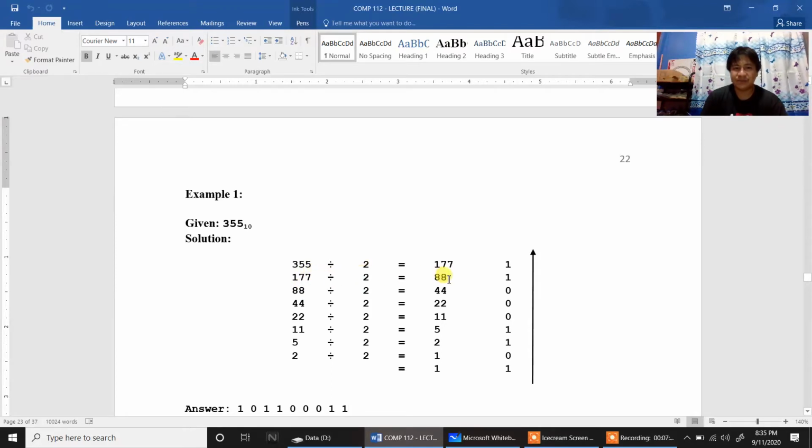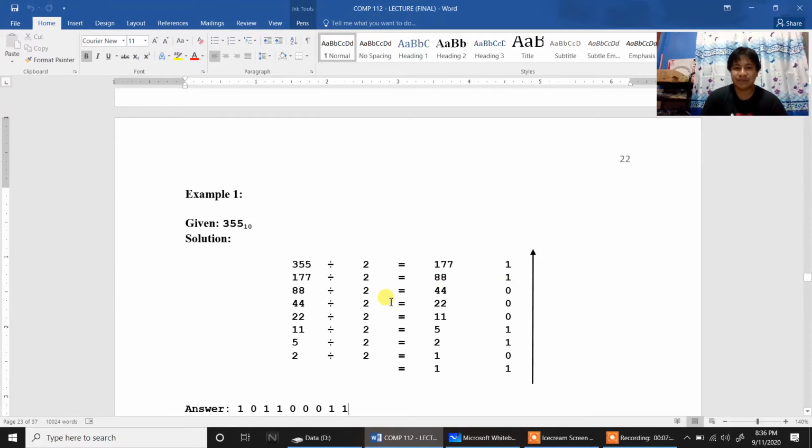So 177 divided by 2 is actually 88.5. Since it has a decimal value, it is 1. Then we will omit the 0.5, so it has a 0.5, that's why it became 1. Then we will retain 88 and ignore the floating point. Now 88 divided by 2 is equal to 44, which has no decimal point because it is a whole number.